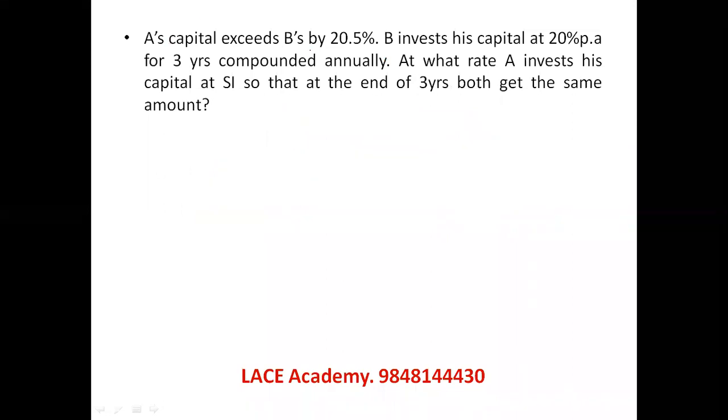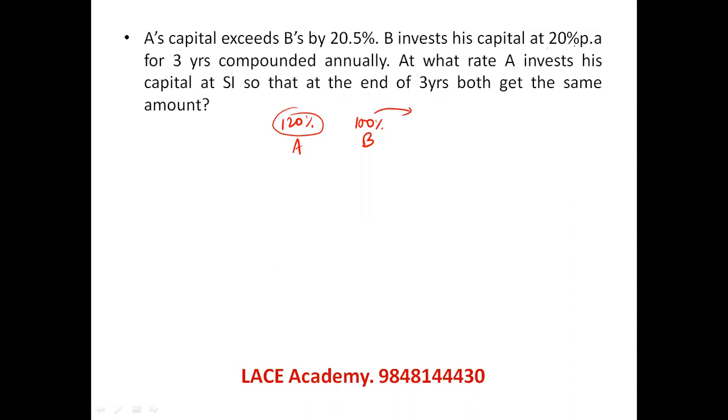A's capital exceeds B's by 20.5%. That means if B is investing 100 rupees, 100%, A is investing nearly 120%, let's say. The 0.5% doesn't really matter, let's take it at the last. B invests his capital at 20% per annum for 3 years compounded annually. At what rate does A invest his capital of 120 at SI so that at the end of 3 years both get the same amount?